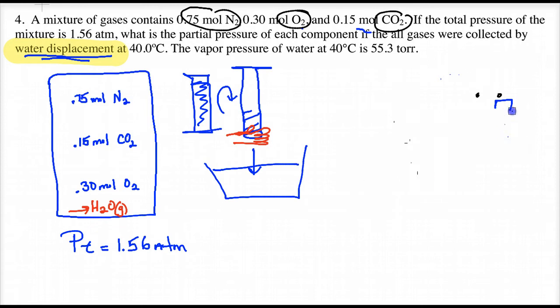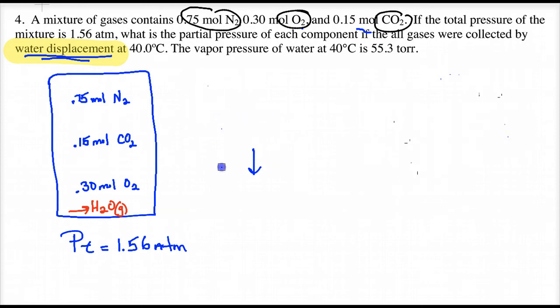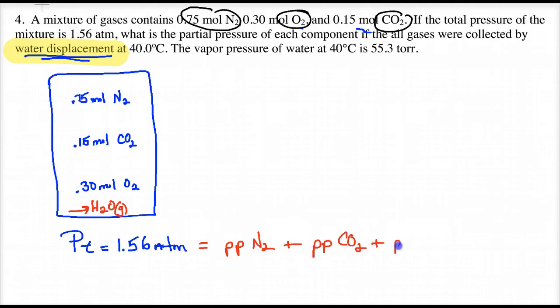So to solve for this problem and know what the partial pressures of each gas are, I have to understand that the total pressure, PT, is equal to the partial pressure of the N2 plus the partial pressure of the CO2 plus the partial pressure of the O2 plus the partial pressure of the water.